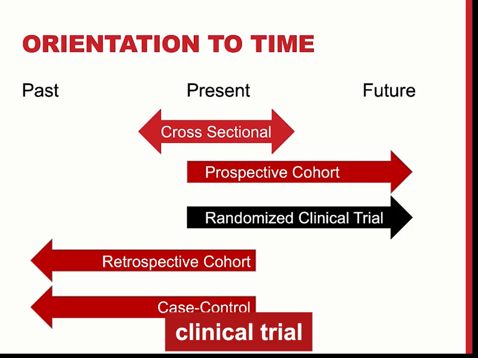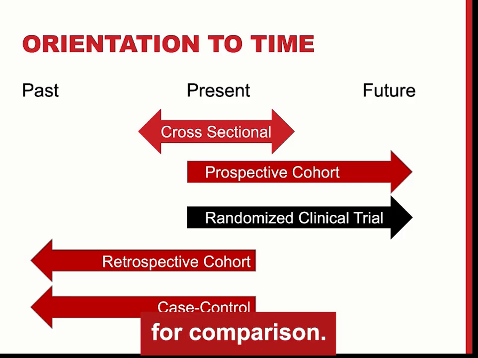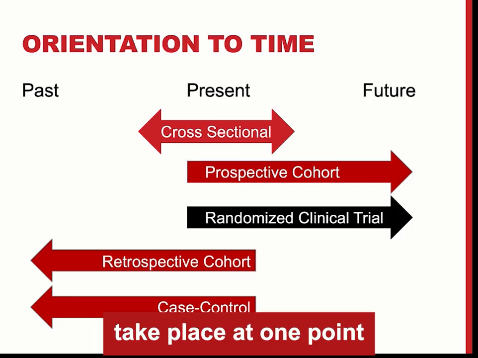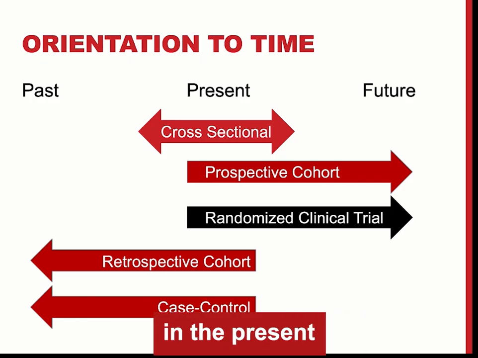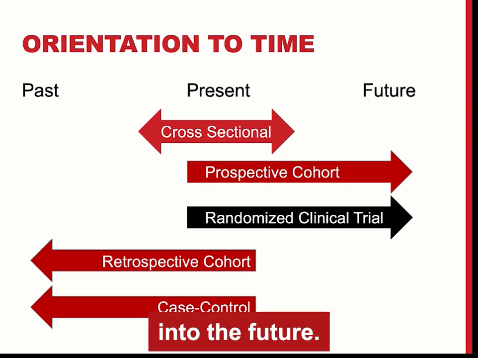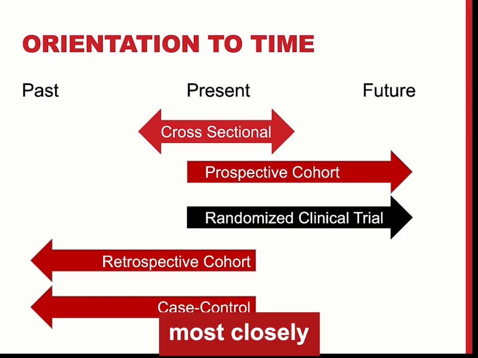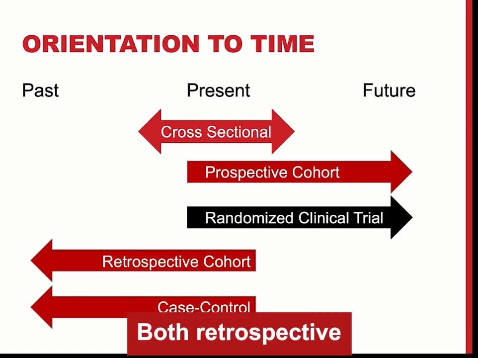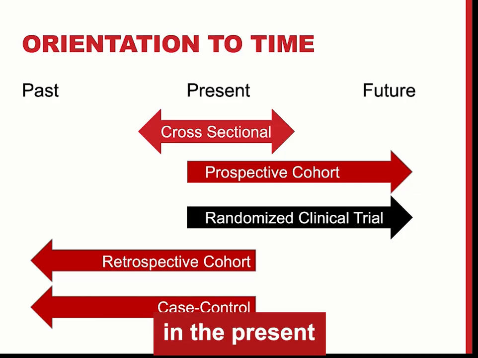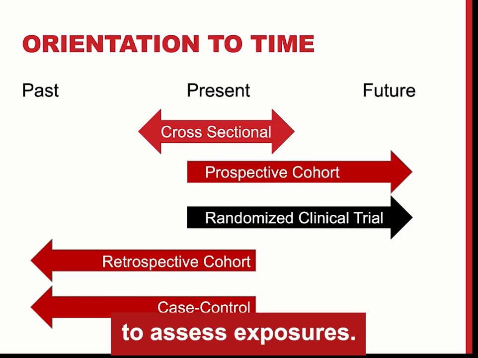This is a review of the orientation in time for observational studies. A randomized clinical trial is included for comparison. Cross-sectional studies take place at one point in time. A prospective cohort study begins in the present and follows patients into the future. Prospective cohort studies most closely follow the timeline of a randomized clinical trial. Both retrospective cohort and case control studies identify the outcomes in the present and look to the past to assess exposures.